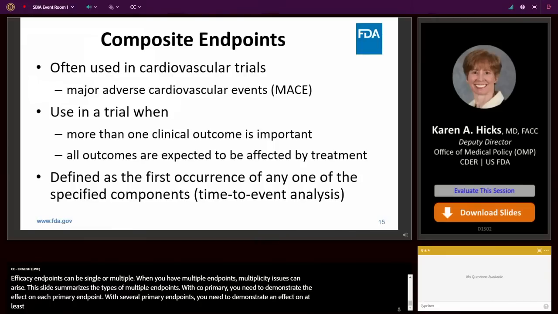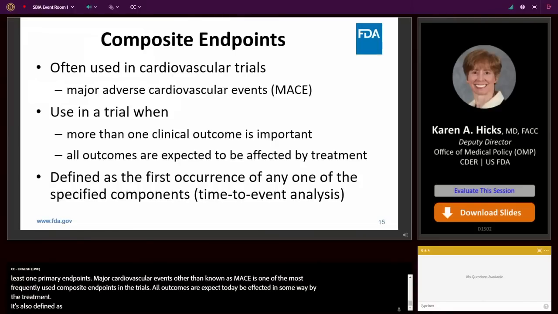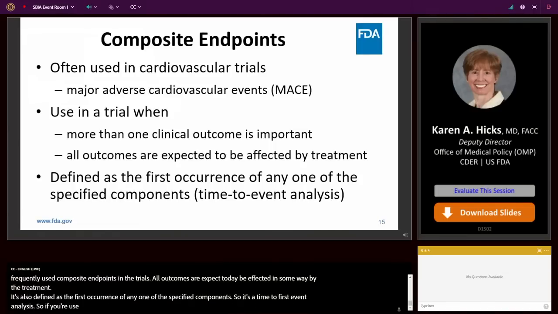Major adverse cardiovascular events, otherwise known as MACE, is one of the most frequently used composite endpoints in cardiovascular trials. You want to use this composite endpoint in a trial when more than one clinical outcome is important and all outcomes are expected to be affected in some way by the treatment. It's also defined as the first occurrence of any one of the specified components. So it's a time to first event analysis. So if you're using MACE, it's the time to the first event, whether or not it's cardiovascular death, myocardial infarction, or stroke.